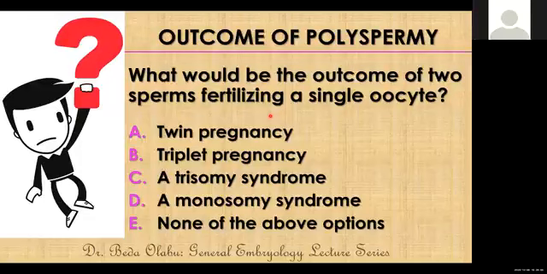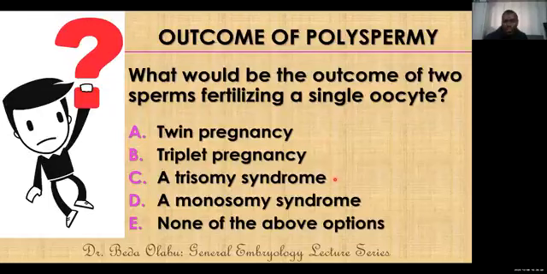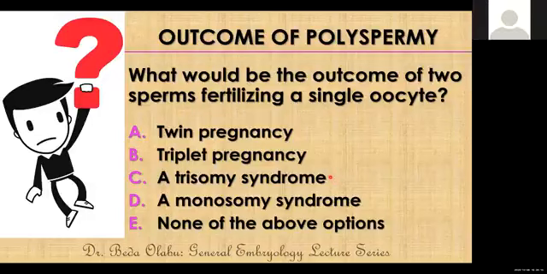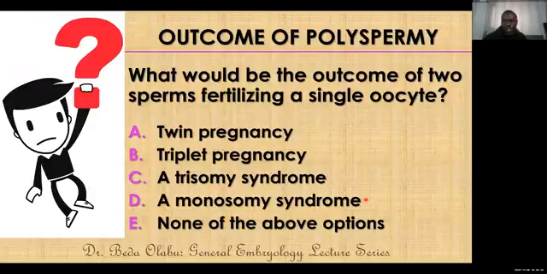69. When we talk of trisomy, we mean how many chromosomes? Trisomy is 47. Monosomy syndrome has 45. So at least we are sure it's not C and it's not D, because the zygote here has 69 chromosomes.